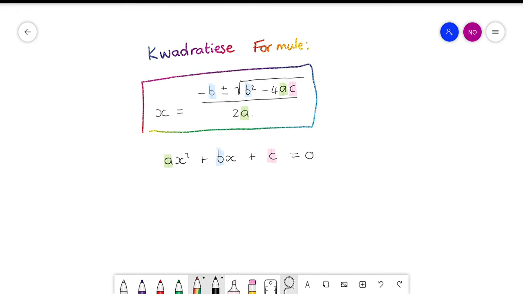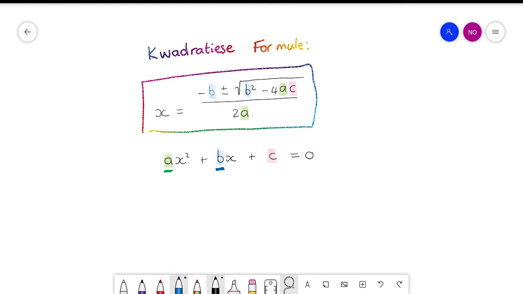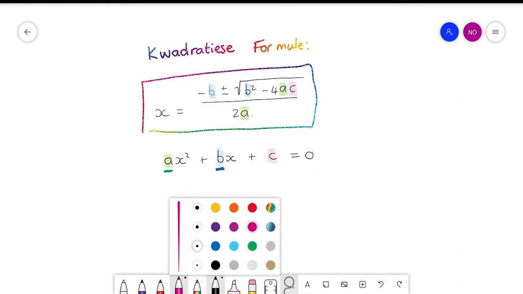It's x is equal to negative b, the negative is part of the formula, plus or minus, so that accounts for the two different answers of x, and then the square root of b squared minus 4ac over 2 times a. And we get that the a is the value we have in front of the x squared term, the b is the value you'll find in front of the x to the power of 1, en c is die konstante term.